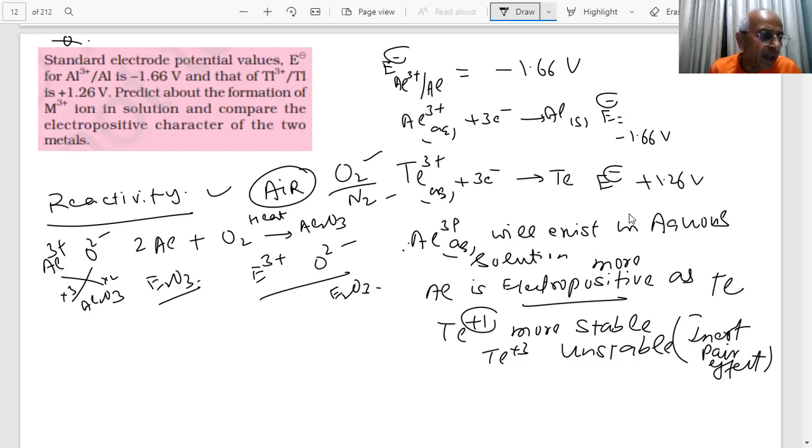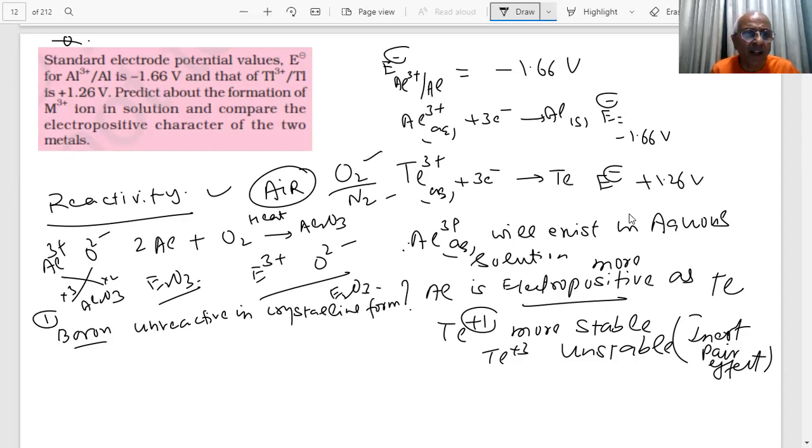And this metal, what happens is the boron, students, is unreactive in crystalline form. Important point. Boron is unreactive in crystalline form. Why? You have seen boron has a high melting point and high ionization enthalpies, students. So the crystalline form is unreactive, boron.